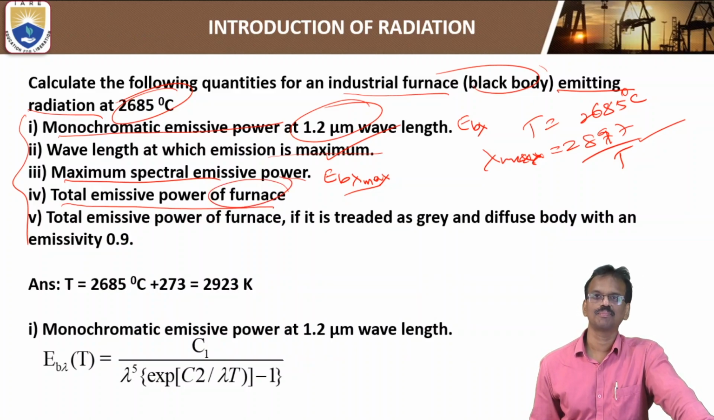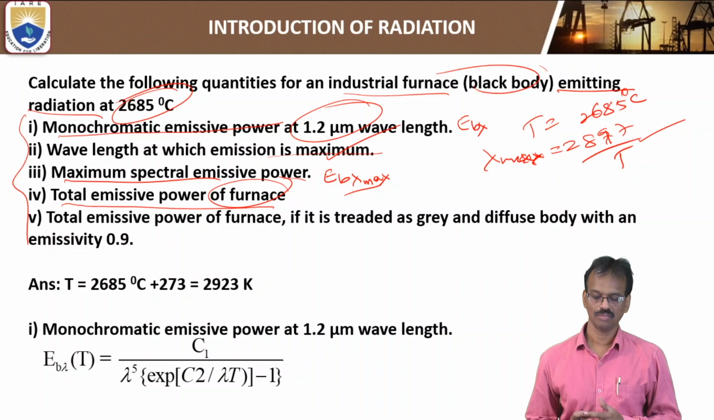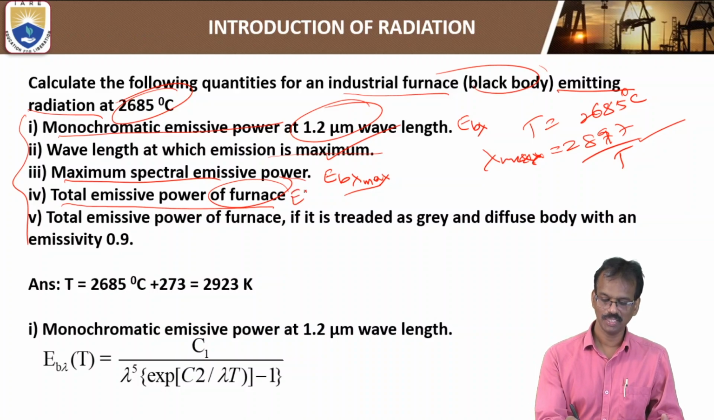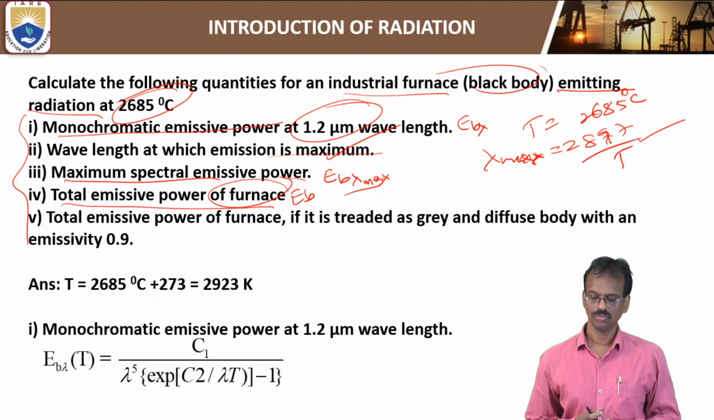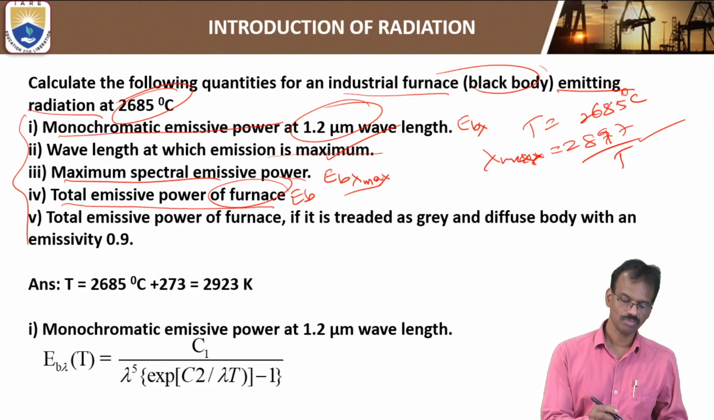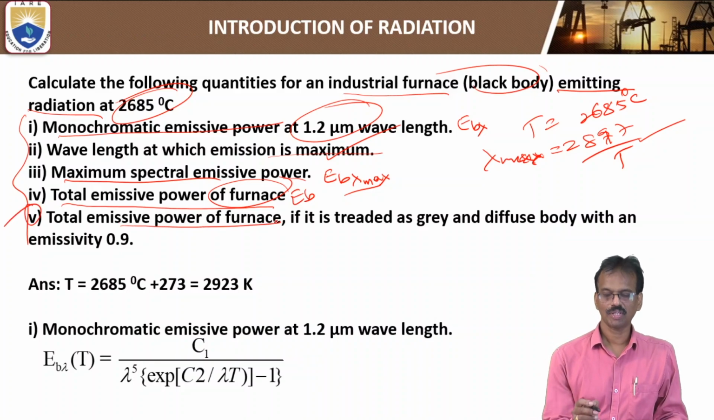Total emissive power of the furnace. Here, just like there are no wavelengths, you can find the total emissive power by the Stefan-Boltzmann law. You know that it is represented by E_B. E_B is the total emissive power of the furnace. So this is the fifth point: total emissive power of the furnace.